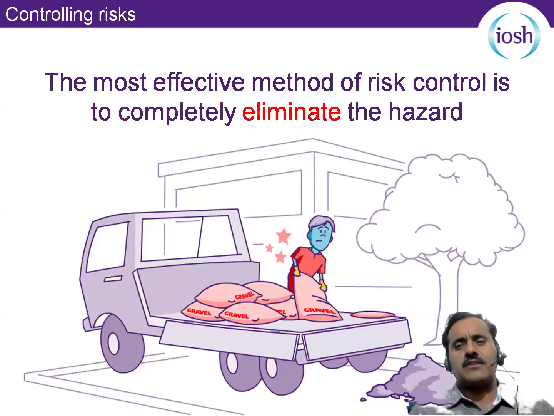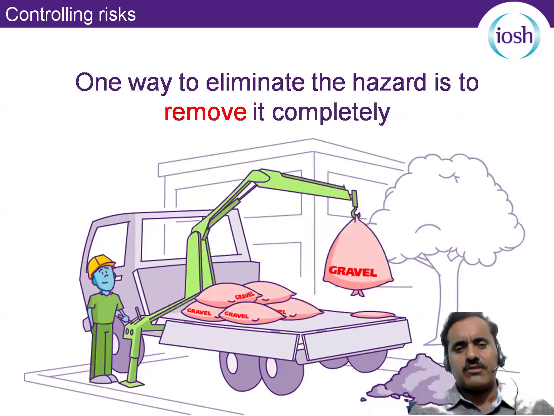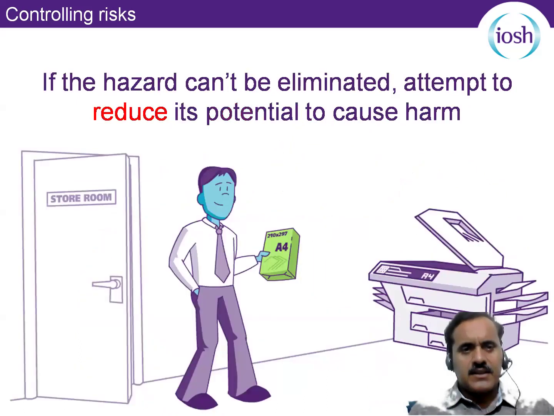The most effective method of risk control is to completely eliminate the hazard. Yes, this is the best option. For example, in this picture, the person is unloading the cement bag using their own force. If we eliminate the hazard in this condition, you can see that we have introduced a crane. There is no involvement of an individual in loading and unloading the bag. So the control which we applied is elimination.